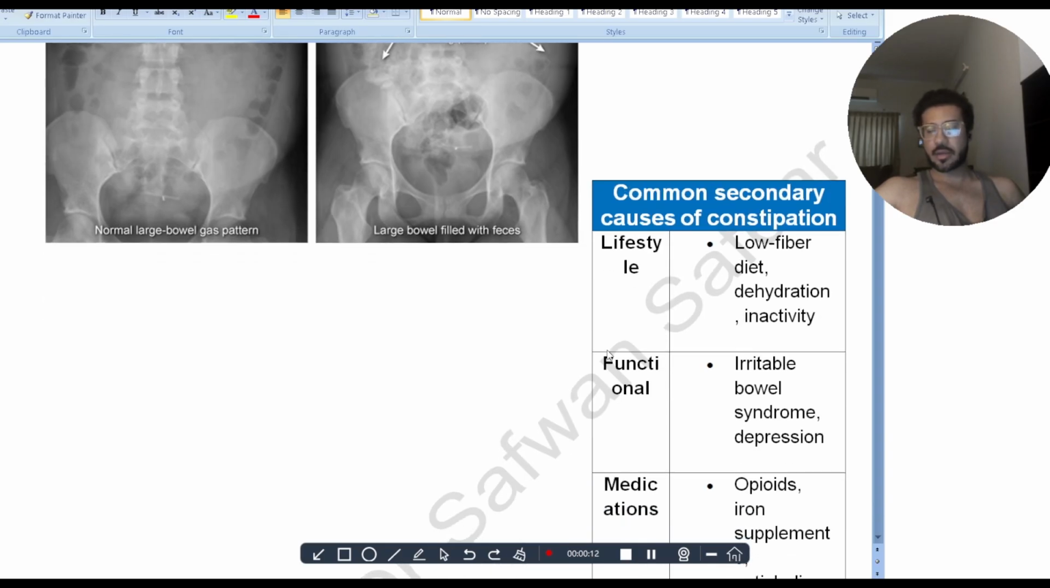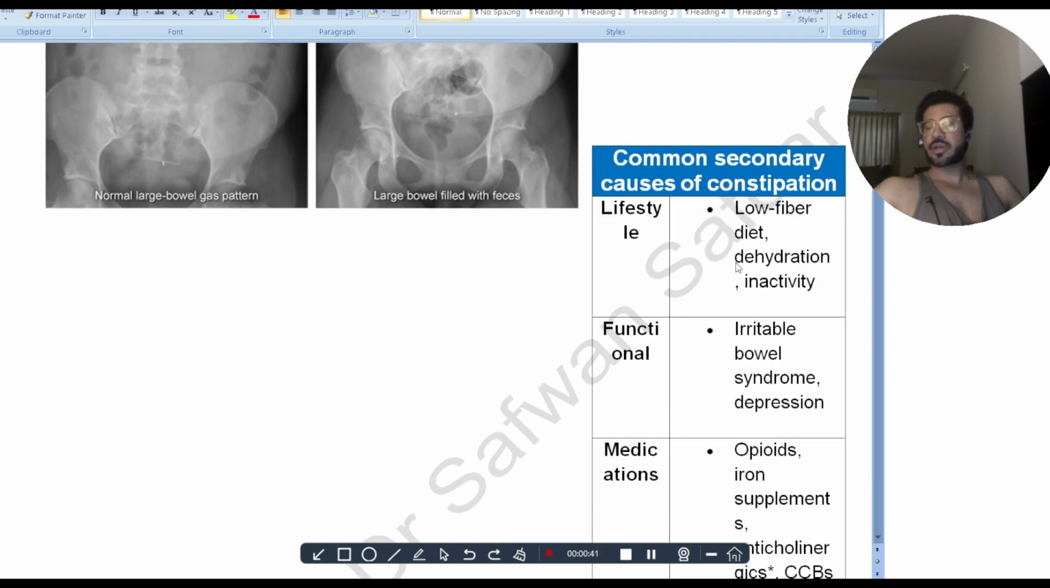You've heard that elderly people have constipation. Why? Because of reduced mobilization. Reduced mobilization just means the patient is not walking, running, or is not physically that active. What happens is that the gut slows down since the body movement is overall reduced. That results in constipation. Low fiber diet is another one. Dehydration is another one.